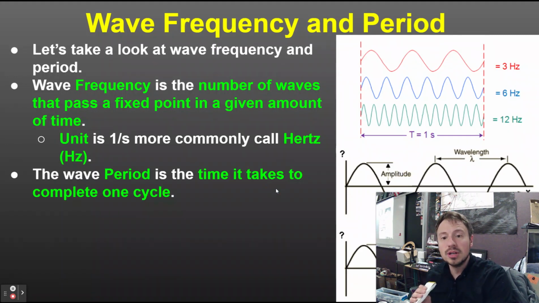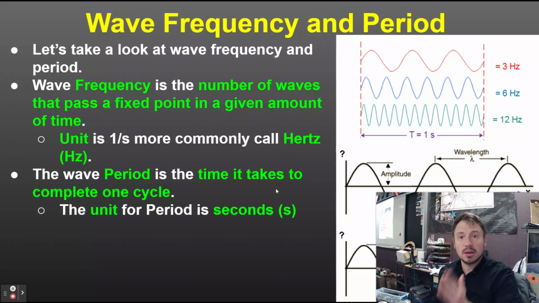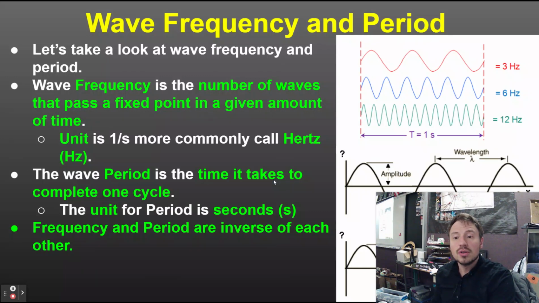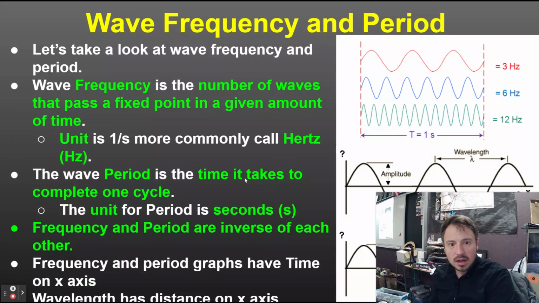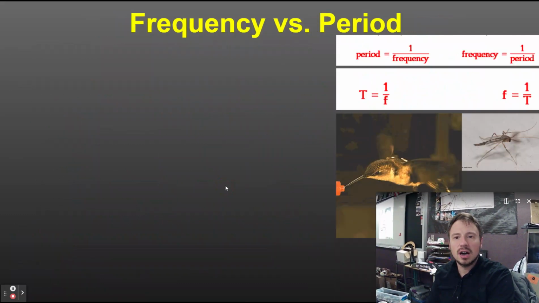Now, the wave period is the time it takes for that wave to complete one cycle. The unit for the period is seconds. We're just measuring, once it's one complete cycle, how long does it take? Frequency and period are the inverse of each other. You can see here we've got different graphs. The top one is measuring distance, and the one on the bottom is where we can measure time. So there's two different ways to graph waves.